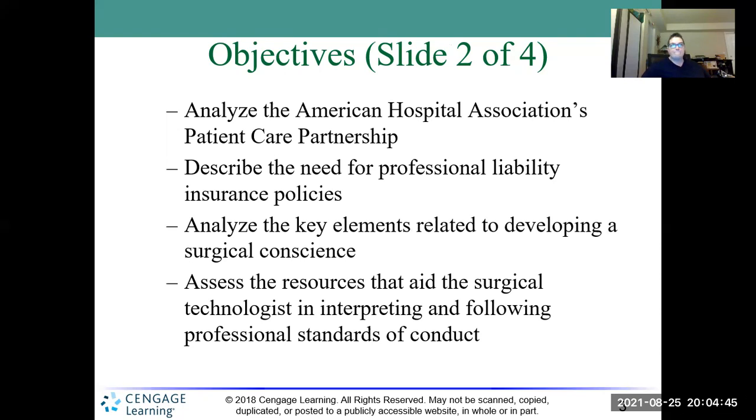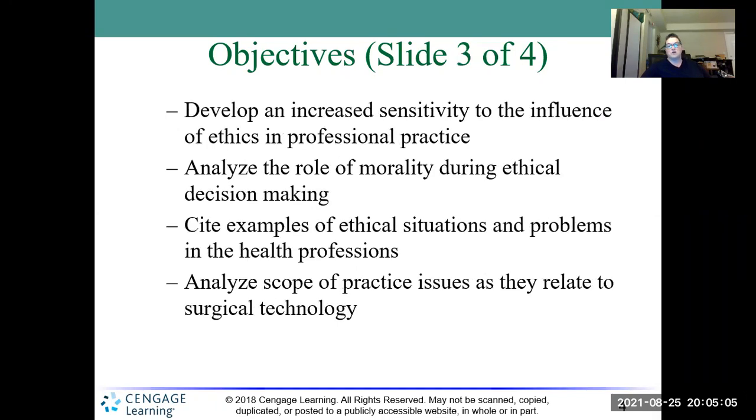And that would be if you're serving as, probably, more only as a traveler. Most facilities will cover that, but most facilities do it. Analyze the key elements relating to developing a surgical conscience. Assess the resources that aid you in interpreting and following professional standards of conduct.